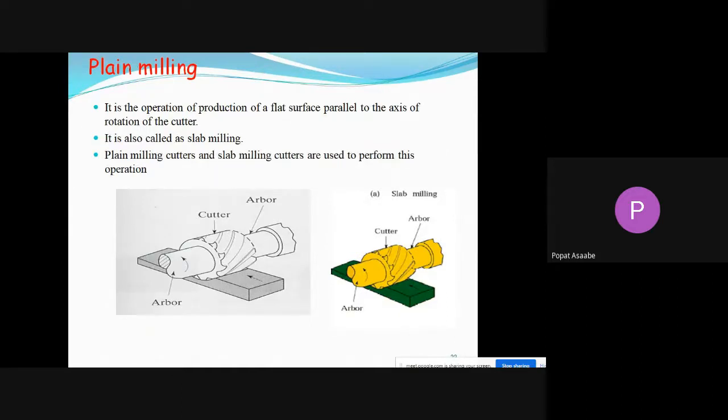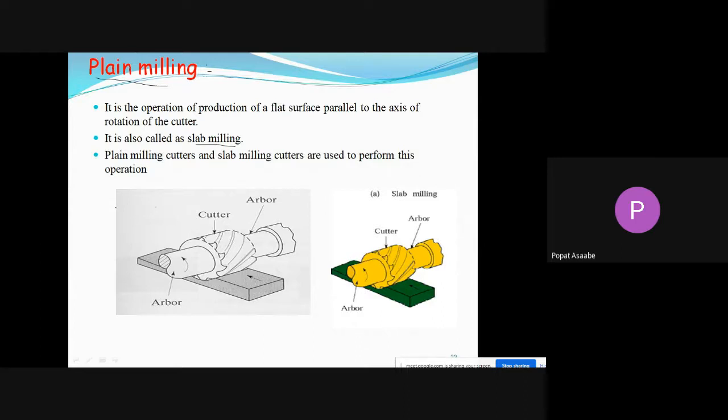First we will discuss the plain milling operation. You have to remember that plain milling is also called slab milling. This operation we can also call the slab milling operation. And this milling operation is generally used to produce flat surfaces. You have to remember that plain milling is nothing but a milling operation used to produce flat surfaces.